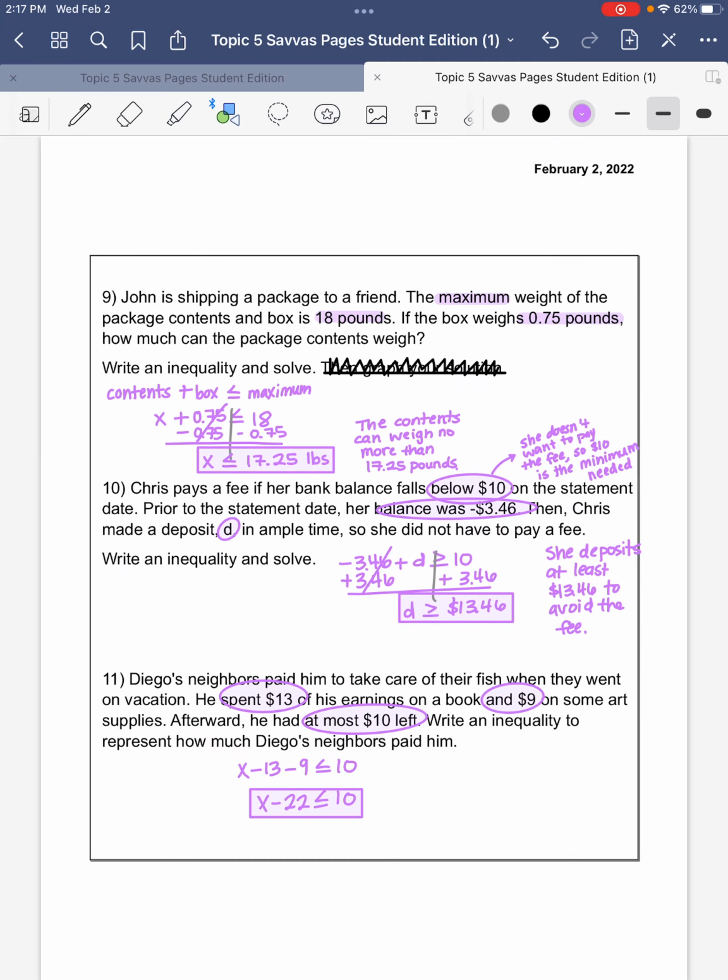It didn't say write an inequality and solve. It just said to write an inequality. And so that's what we have done. Of course, you can solve it, but you do not have to.